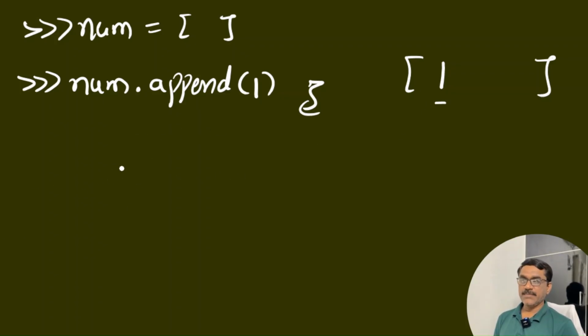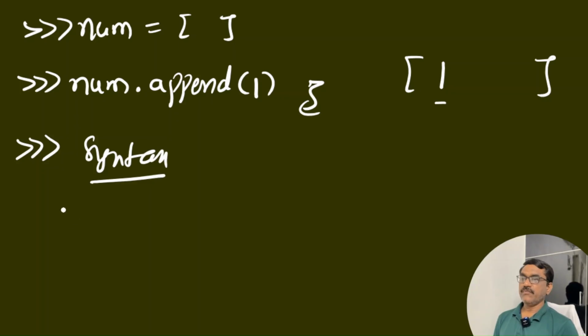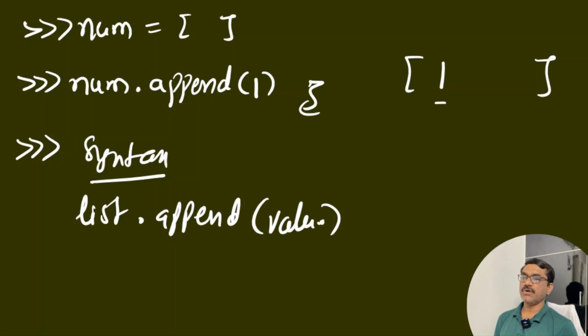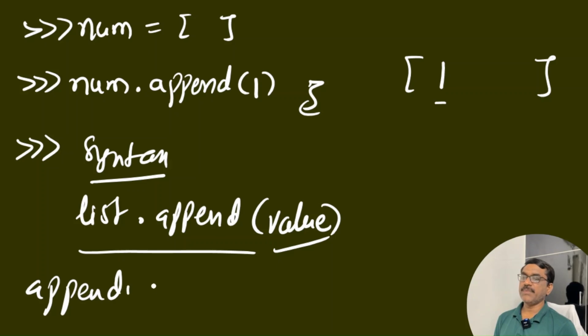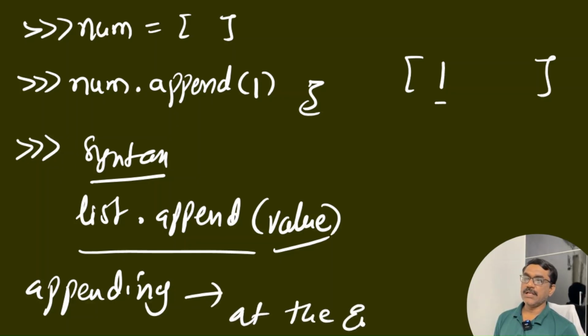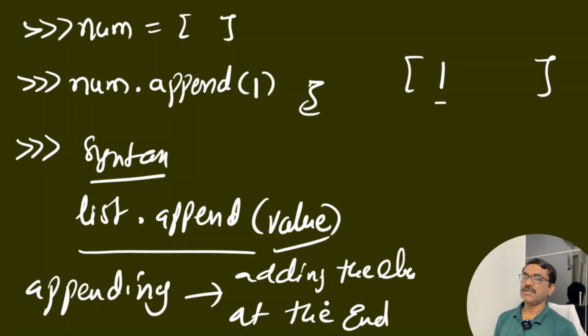Now the syntax of the append method. Whenever we talk about the syntax here, we are taking the name of the list dot, and we are mentioning the method append. In brackets you have to mention the value that we are going to append. Now the important thing you should understand here is what is meant by appending. See, adding the element at the end, that is called append. Are we adding the element at a particular position? No. Every time we are adding the element at the end.